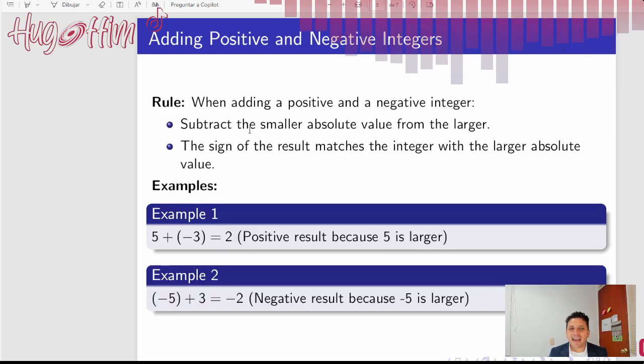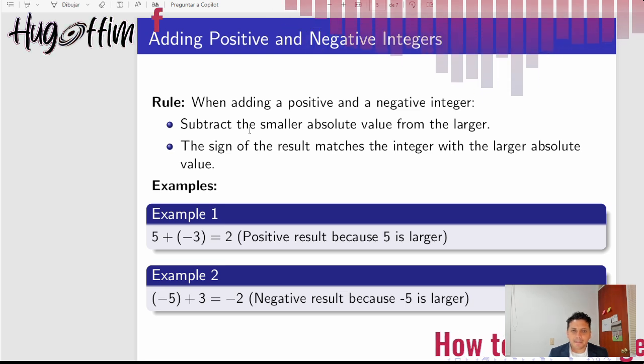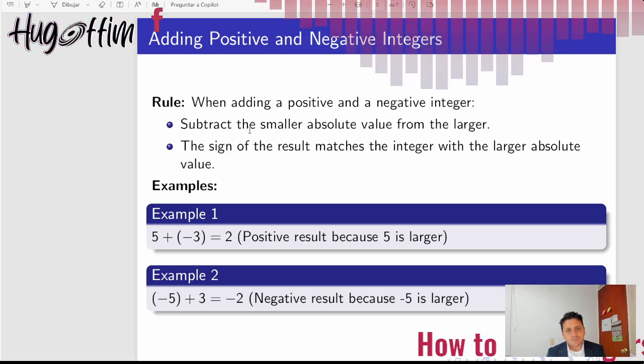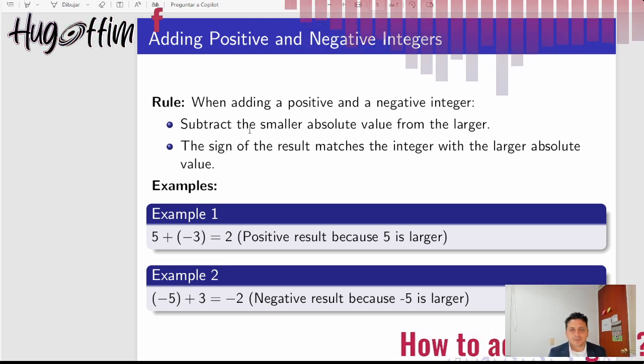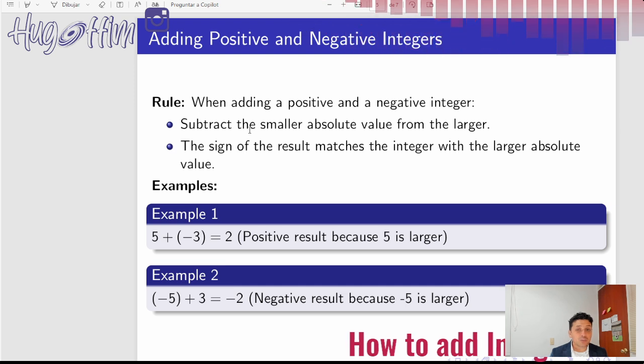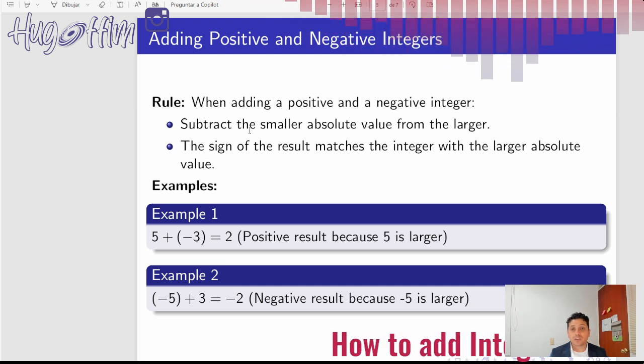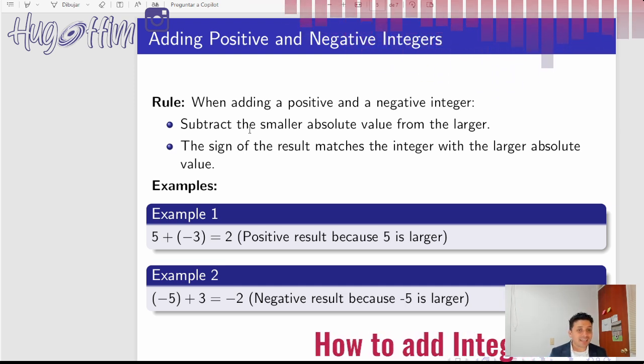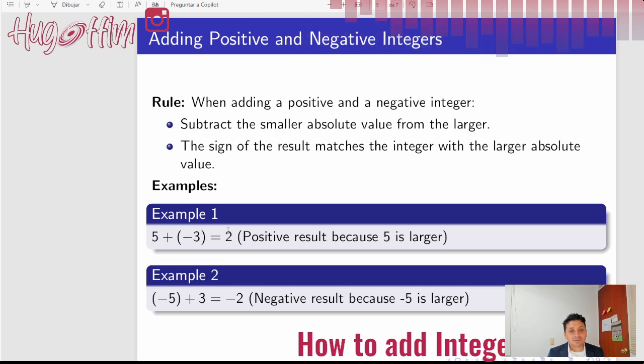Now, what happens if I want to add a positive and a negative integer? In all cases, the idea is that you have to subtract the absolute values. From the larger value, you take the smaller value, and you keep the sign of the number with the larger absolute value, or the larger distance. For example, 5 plus negative 3.